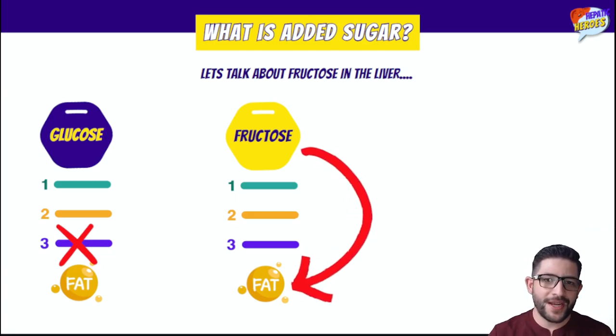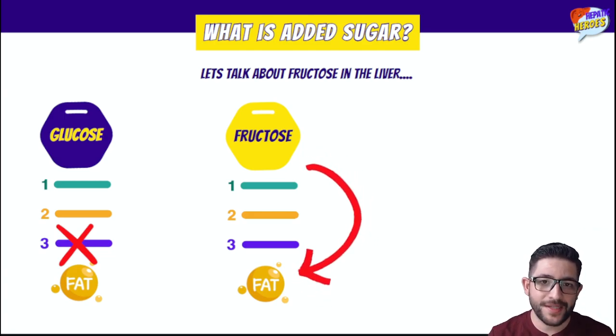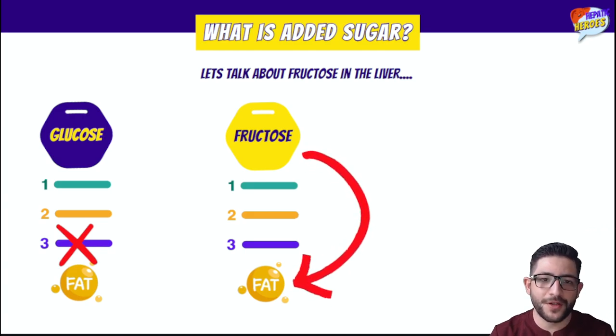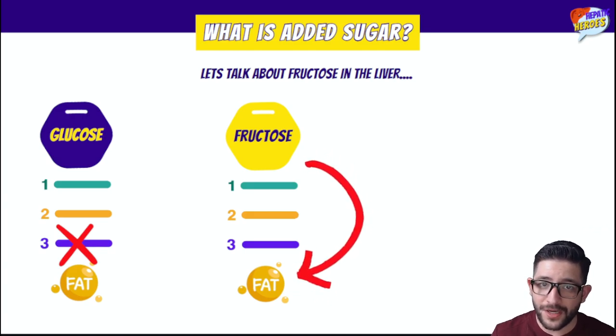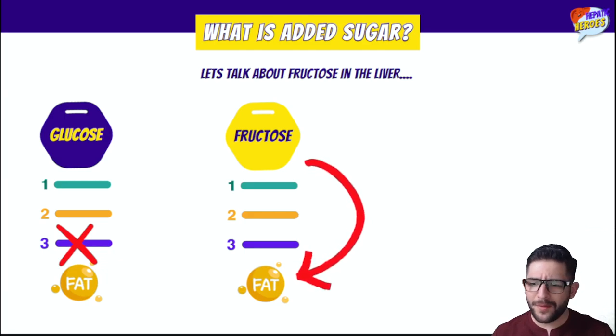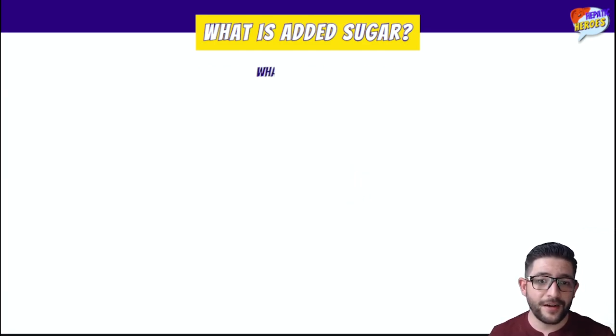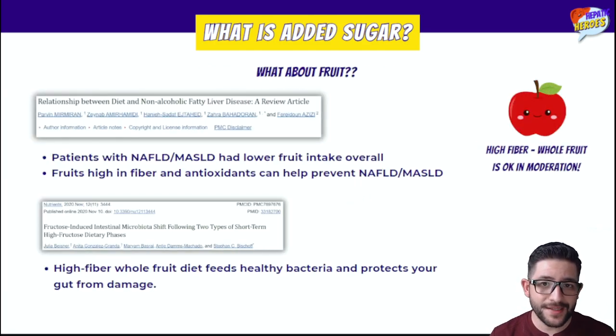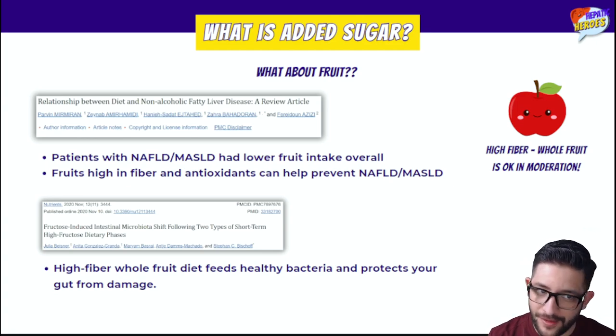Now, it's important to understand that when we talk about the negative effects of refined fructose, we're talking about fructose in the form of high fructose corn syrup, right? These more refined sources. But what about fruit? Because fruit has a lot of fructose in it as well. And the question is, does it have the same effect? Well, it turns out that the research shows that consuming fructose from whole fruits with a high fiber content is actually not nearly as harmful and is in fact very beneficial for your liver health.